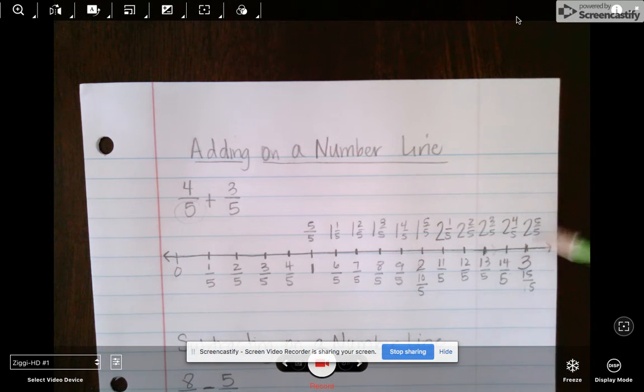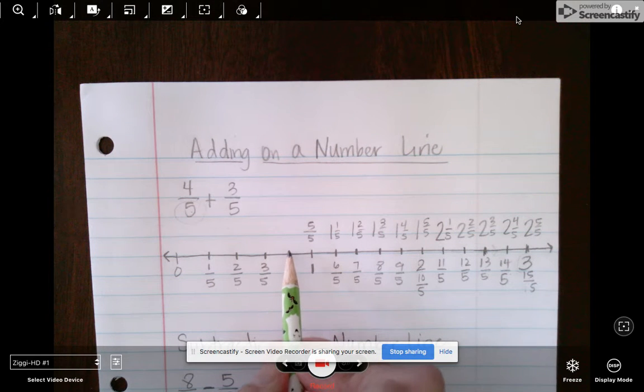Now the students know that they can't leave the 5/5 the way it is, so they'd have to change it to 3. So we're going to put our first point on 4/5 because that's the amount that we have. So it's just going to be a really light point.